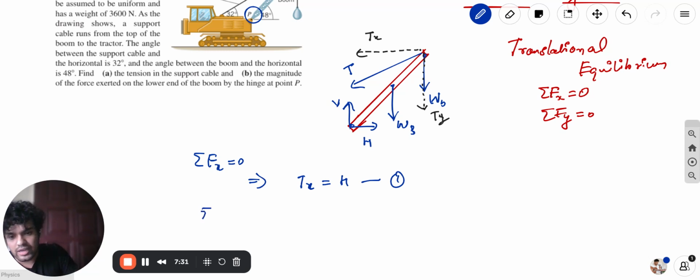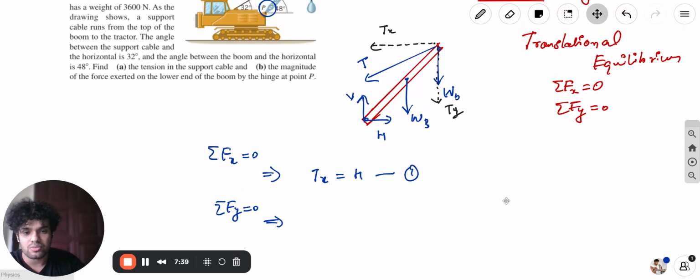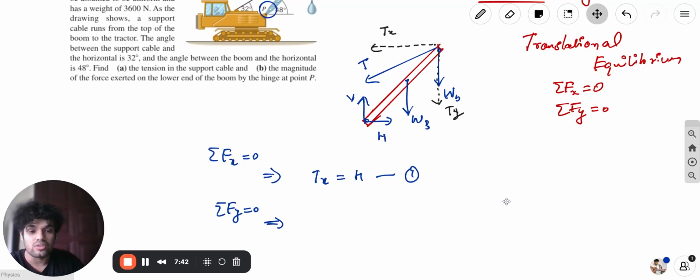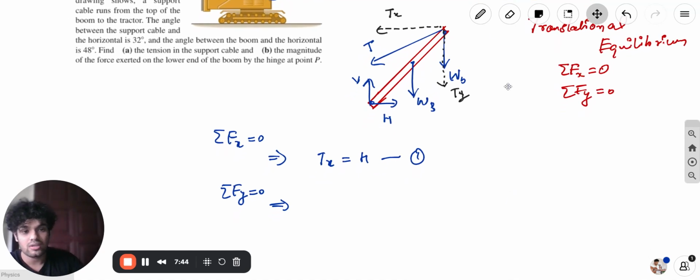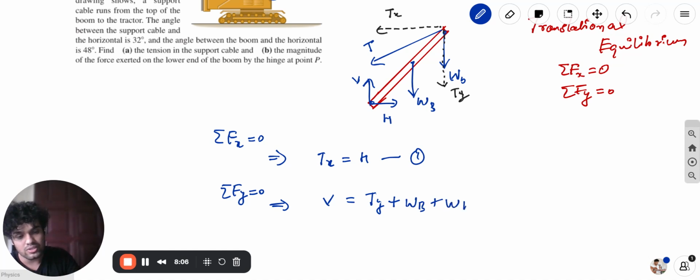Now, the net force acting in the y should also be equal to zero. So what do we have over here? How many y forces are there? There is the vertical hinge force going up and two weights going down. Also the tension is going down, so three. So the vertical component, which is going up, should be equal to all the forces going down. That is the y component of tension plus the weight of the boom plus the weight of the wrecking ball. This is our equation number two.